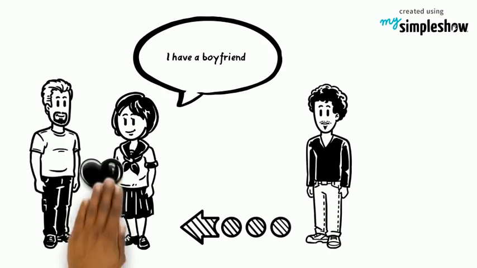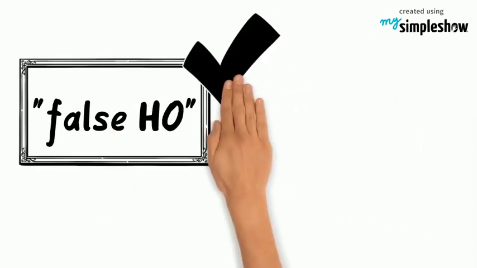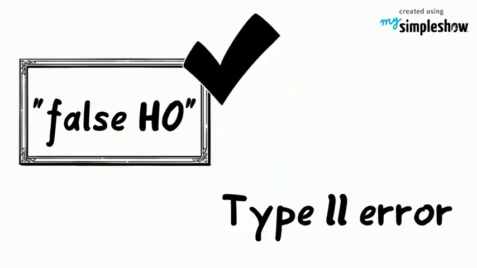She tells you that she has a boyfriend that is much older, smarter and better at statistics than you, and turns her back. You made a type 2 error, accepted a false null hypothesis.